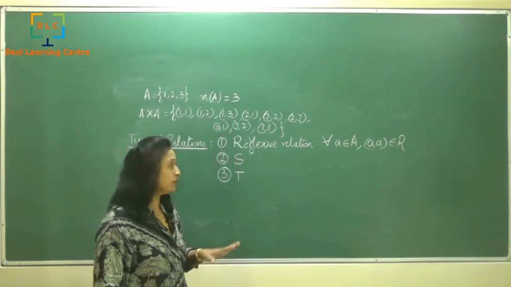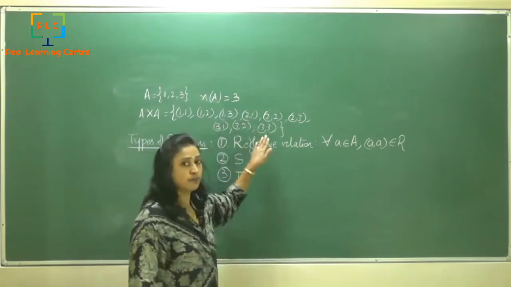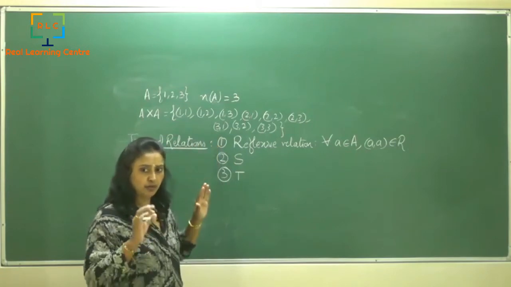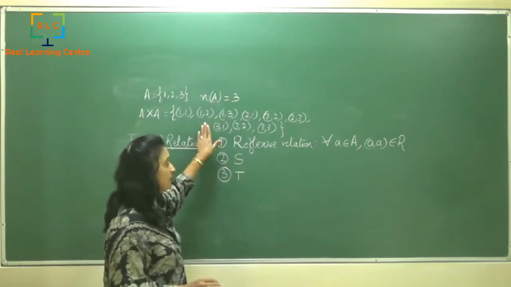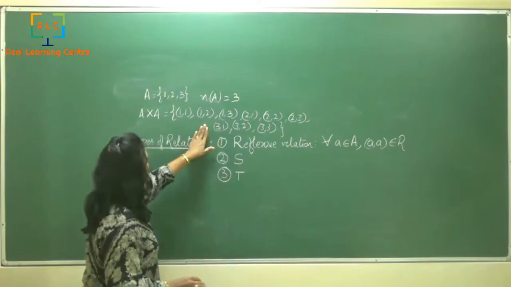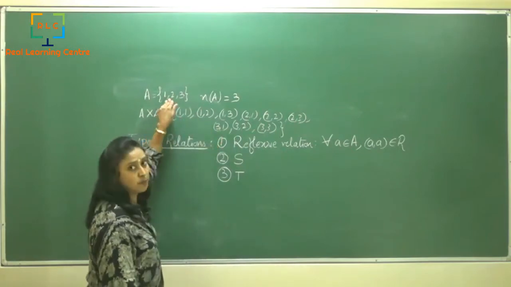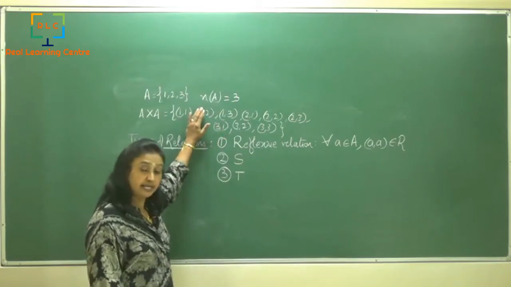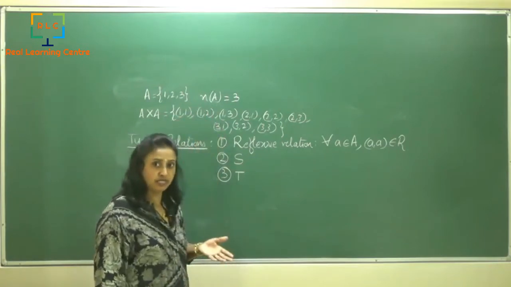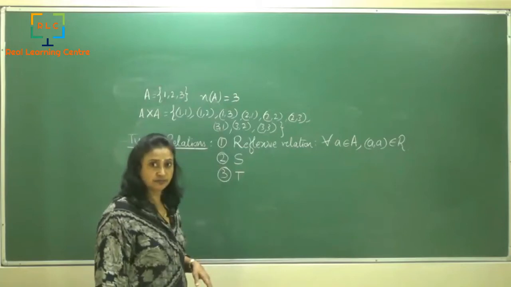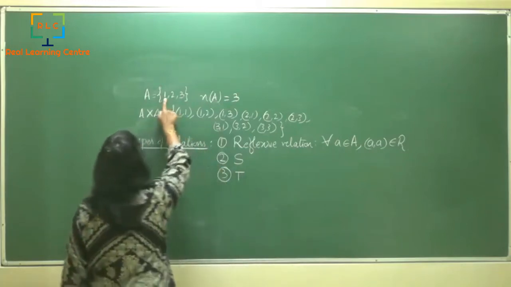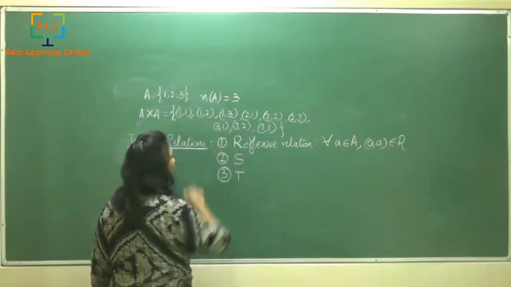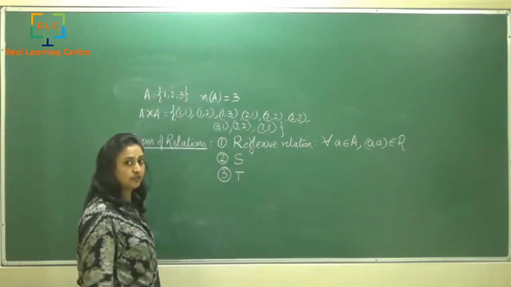Irrespective of any other ordered pairs being inside this relation, my only condition for it to be a reflexive relation is that for all the elements present inside the corresponding set, you should have the reflexive pairs inside it. Then I can tell this Cartesian product itself is a reflexive relation. So for 1 I have (1, 1), for 2 I have (2, 2), for 3 I have (3, 3). So this is a reflexive relation. That's the meaning of reflexive relation.